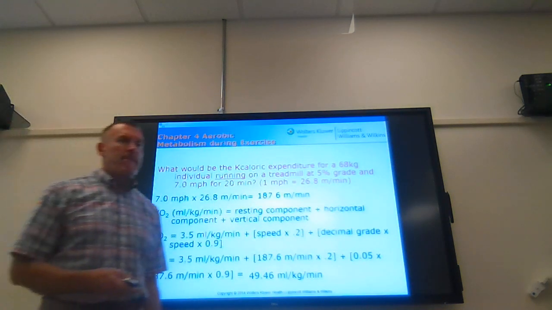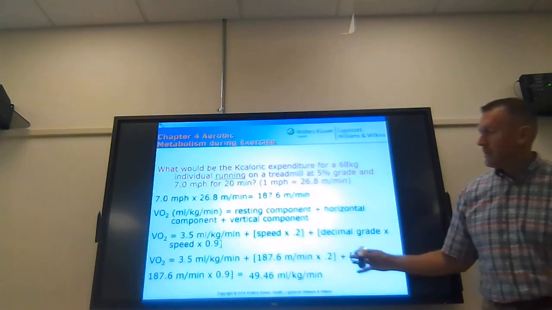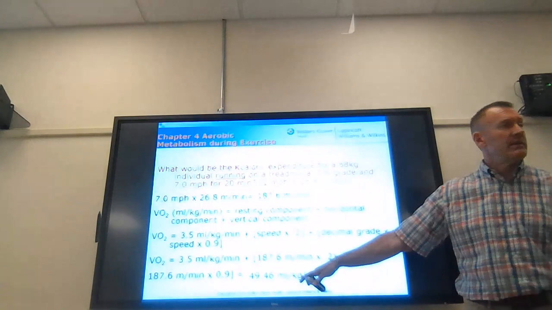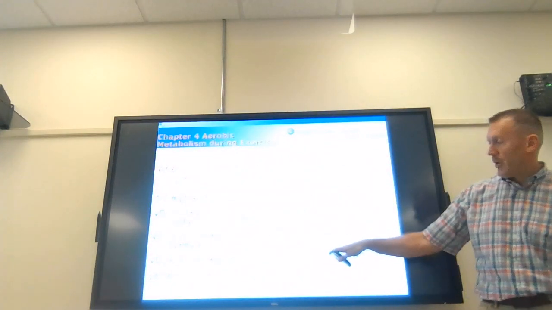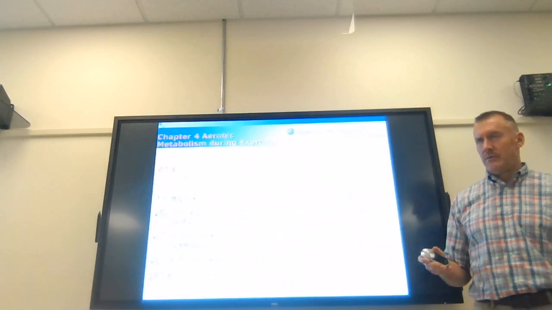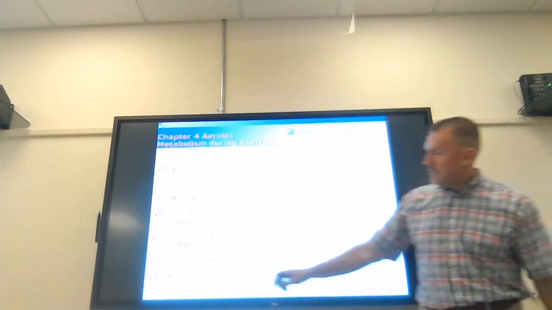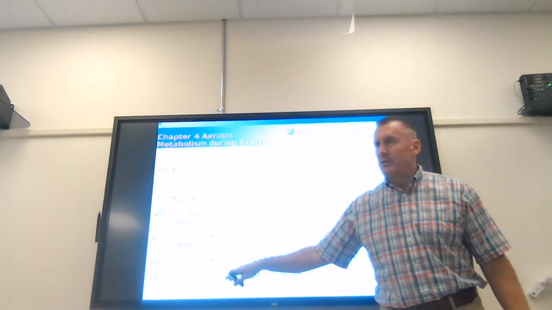Okay. Does everybody understand how we came to this? Right here, does everybody understand why it's 0.2? Because it's different if it's running versus walking. Same thing: if it's running, it's 0.9 versus 1.8.